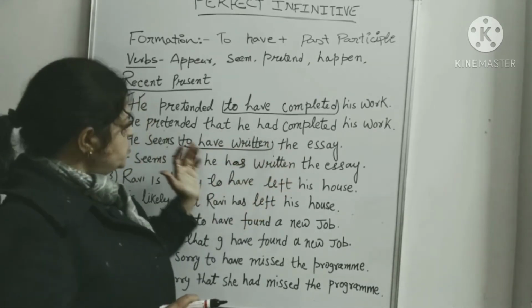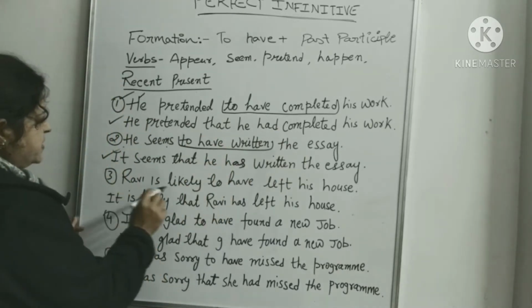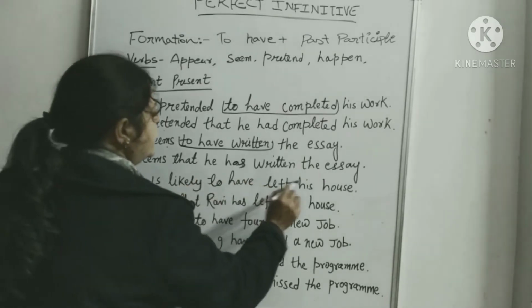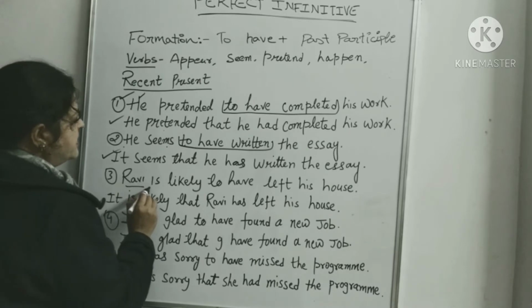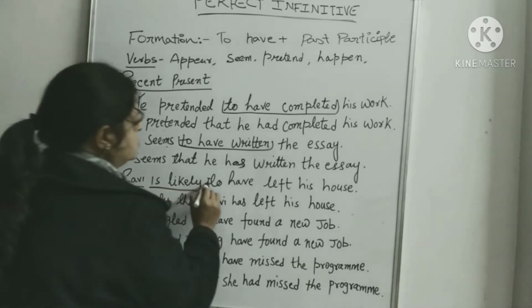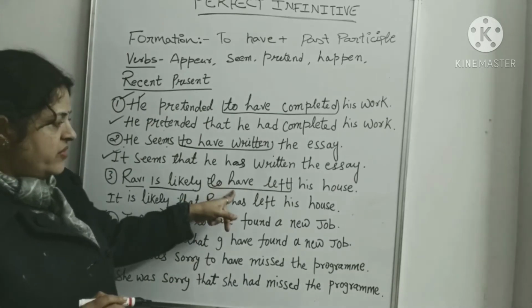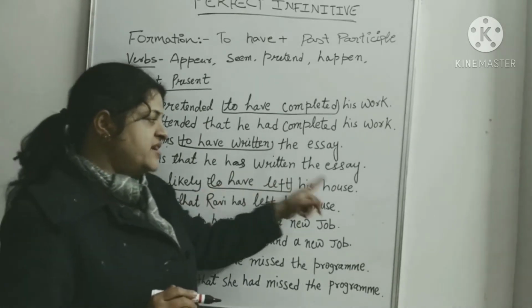He seems to have written the essay. Understand? Now the next sentence is, Ravi is likely to have left his house. See the formation. Ravi is the subject, is likely is the verb, and to have left. This is the perfect infinitive.